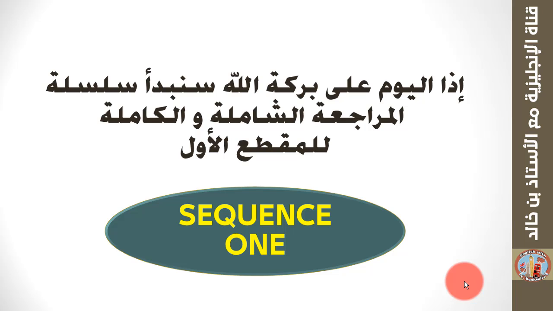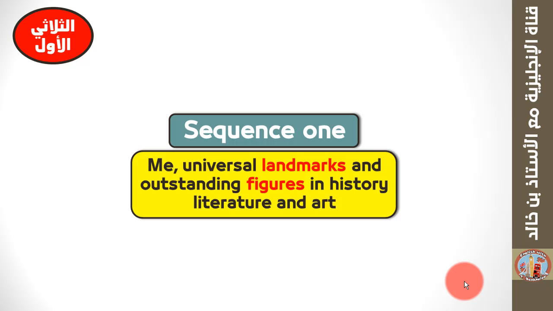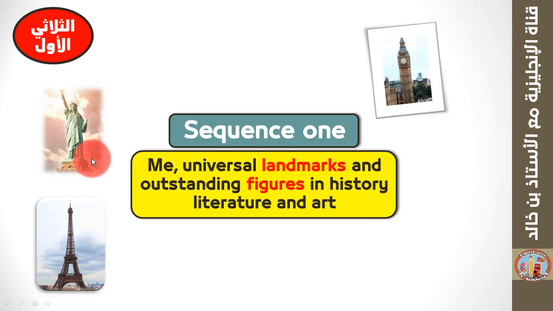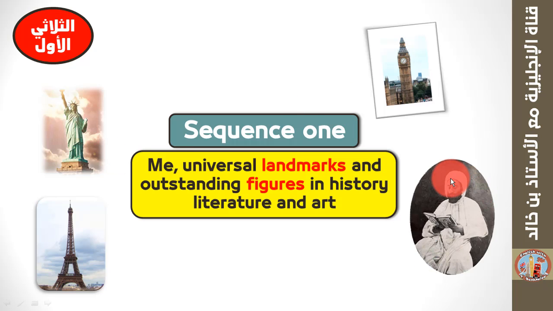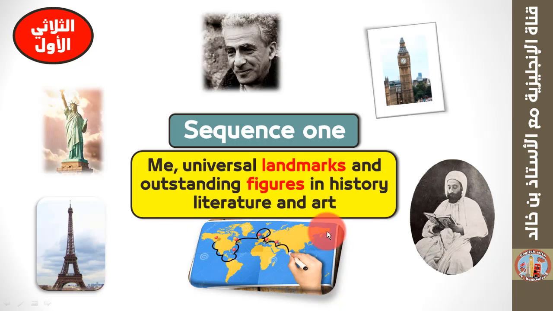Before we start, I am going to show you some pictures. In the first term, الثلاثي الأول, you studied sequence 1. Sequence 1, me, universal landmarks. What is a landmark? This is a landmark. And this is a landmark. Universal landmark. And outstanding figures. What is a figure? Ibn Badis is an outstanding figure. كاتب ياسين is an outstanding figure. And this is travel. In history, literature, and art.